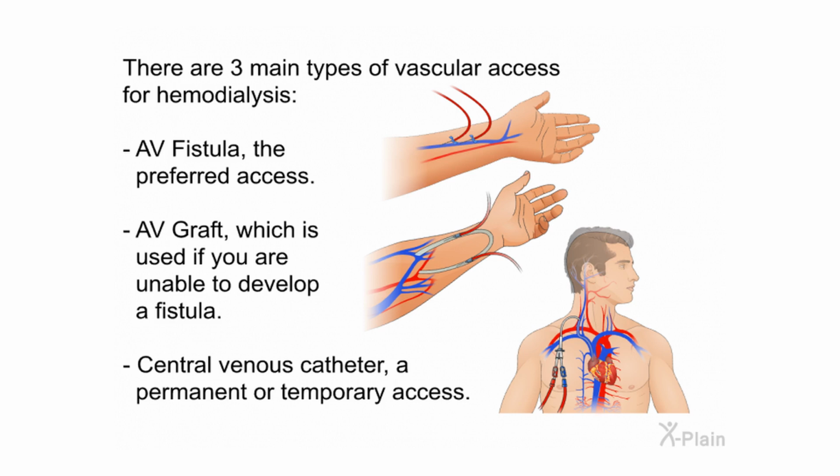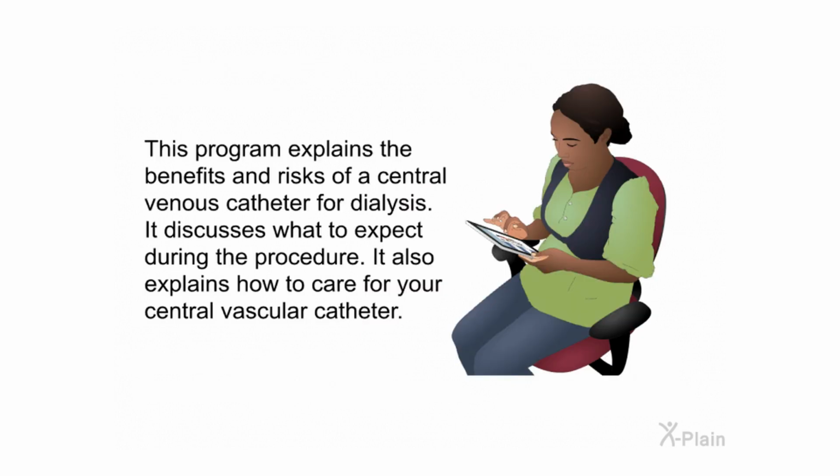There are three main types of vascular access for hemodialysis. AV fistula, the preferred access. AV graft, which is used if you are unable to develop a fistula. Central venous catheter, a permanent or temporary access. This program explains the benefits and risks of a central venous catheter for dialysis. It discusses what to expect during the procedure. It also explains how to care for your central vascular catheter.